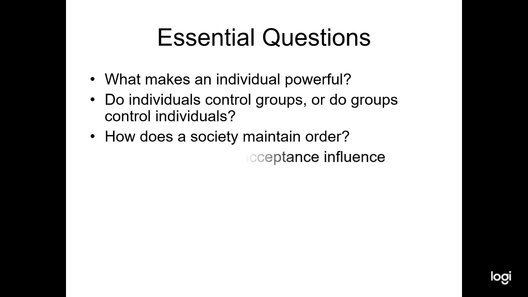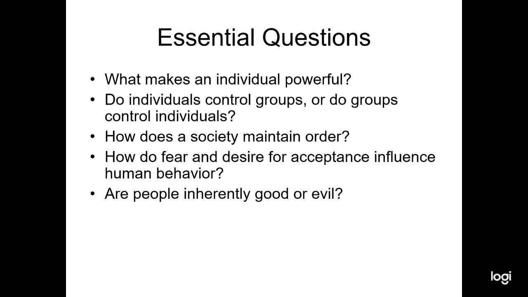Lastly, essential questions, and these are on page 2. So what makes an individual powerful? I think that's a good question to consider as the book progresses, especially. And the second one, do individuals control groups, or do groups control individuals? Again, becomes more interesting the further we get into the book. How does a society maintain order? How do fear and desire for acceptance influence human behavior?